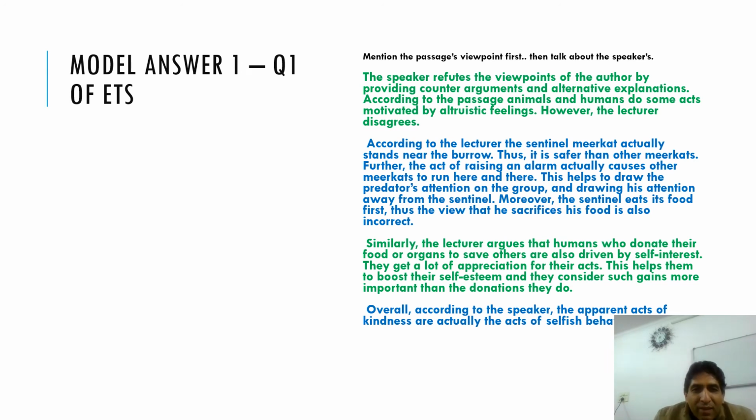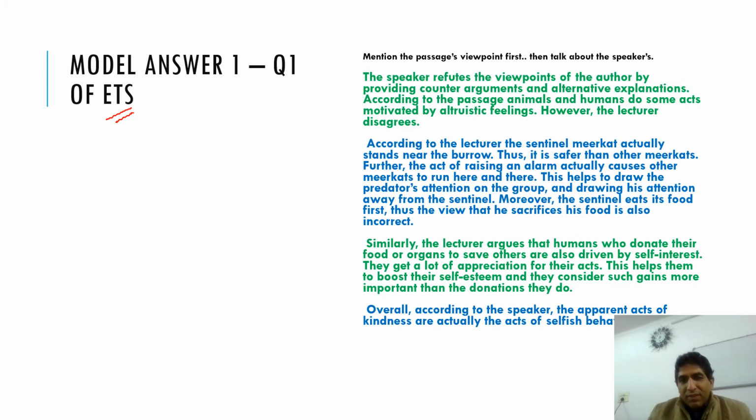Here there is an example. This is taken from the ETS book, the standard book given by ETS, from test 1. The question is about altruism, where the passage talks about altruism in animals and in human beings, and the speaker actually refutes. He says that there is no such thing as altruism, and here we have got an example.